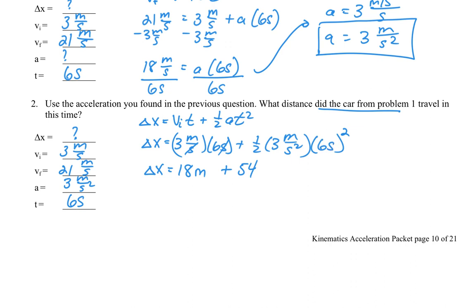If we square the 6, we have to square everything inside of this parentheses, which means the seconds become squared as well. So now I can see that the seconds squared are going to cancel with these seconds squared, and I'm just going to be left with 54 meters. So you can go ahead and put that in your calculator. You can see that what are we going to end up with here? 72 meters for our change in position.